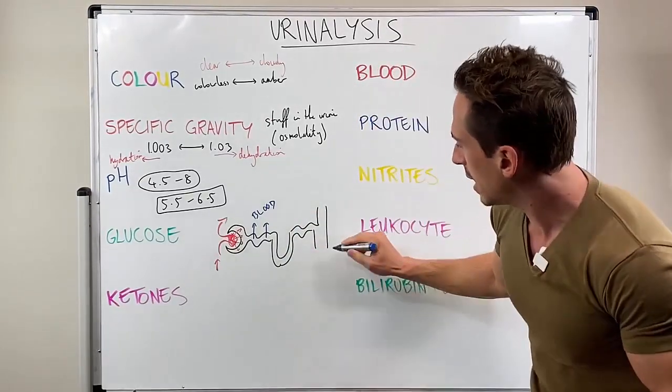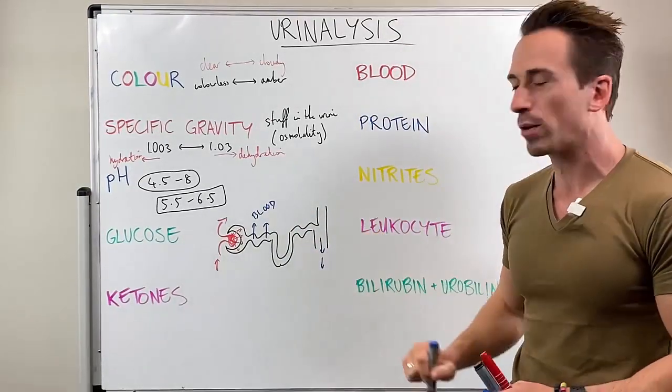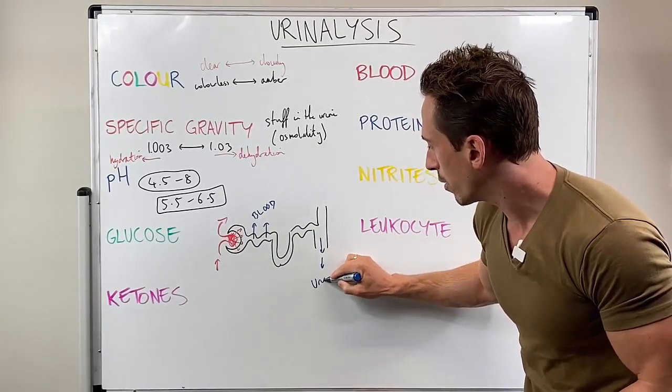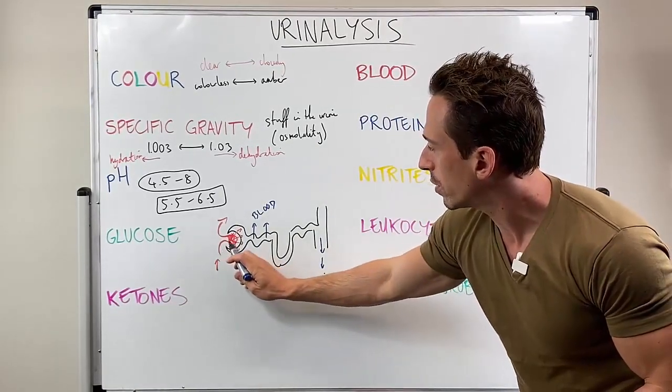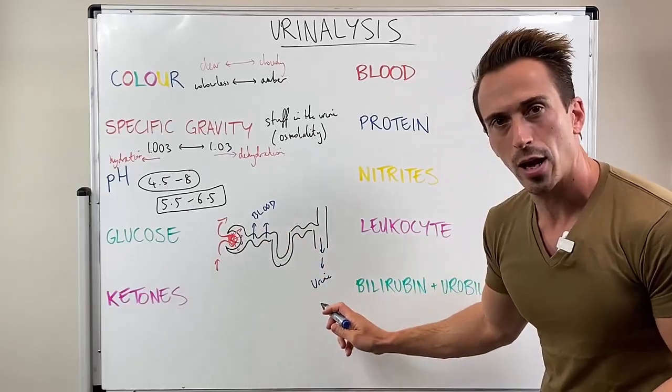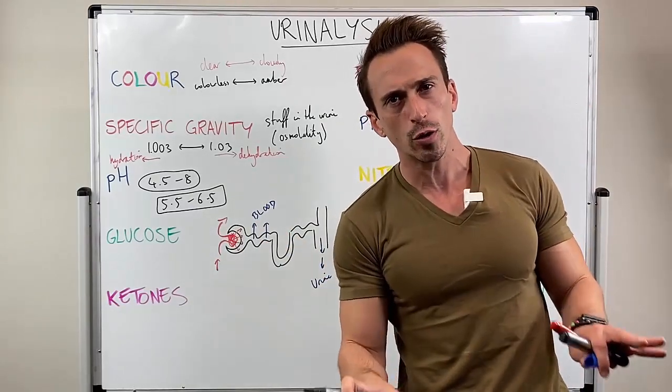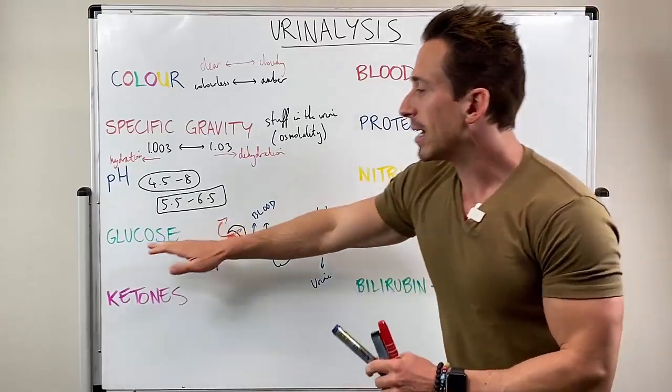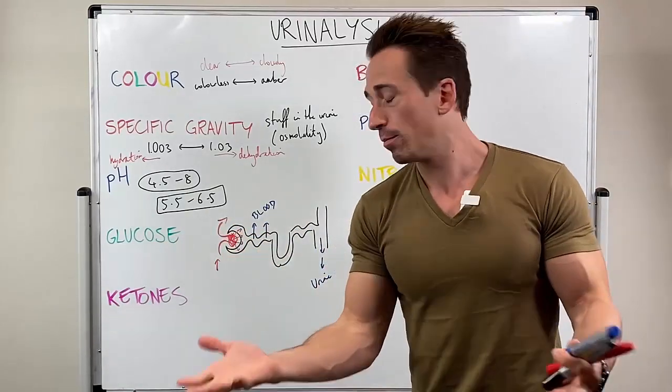So what that means is anything that ends up at the other end of this tube comes out in our urine. So all the glucose that gets filtered actually gets thrown back into the body and doesn't come out in our urine. So our urine shouldn't actually have glucose in it. But if it does have glucose in it, what can it be an indication of?